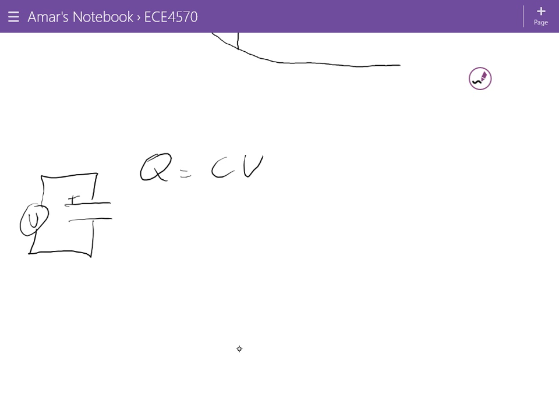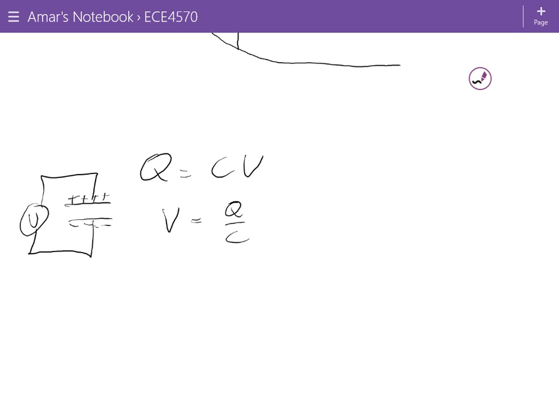So this is a fundamental relationship for a capacitor. Q is equal to CV. Q refers to the amount of charge, the number of charges. C is the capacitance, and V is the voltage. So the voltage is equal to Q divided by C. For a resistor, you know V equals IR. For a capacitor, V is equal to Q over C, the voltage drop across a capacitor.